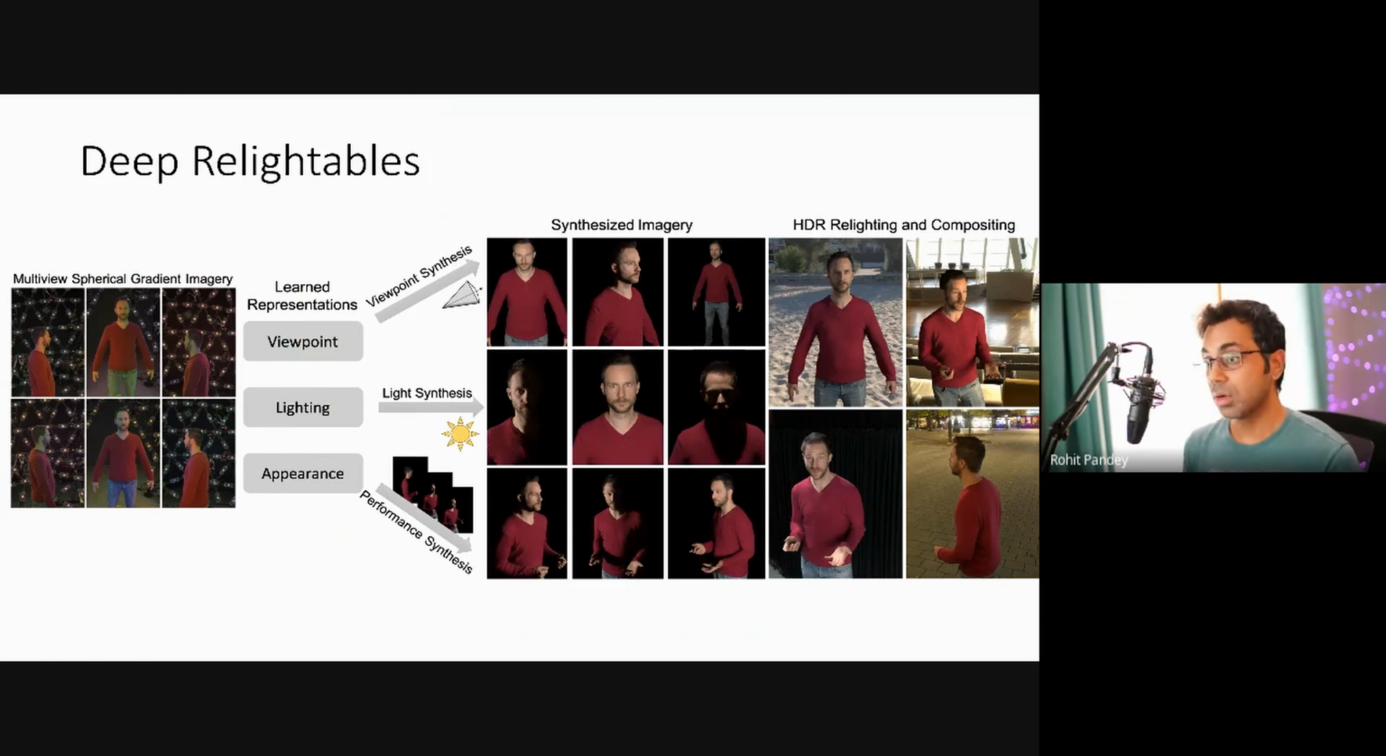And also, one requirement we wanted to add here was that this approach needed to generalize to a moving performer, so it needed to support dynamic captures, and it also needed to generalize to unseen people. So Deep Relightables was our take on a deep learning framework that could do all these things. And as far as we know, this was the first neural rendering approach that tackled all of these things jointly.